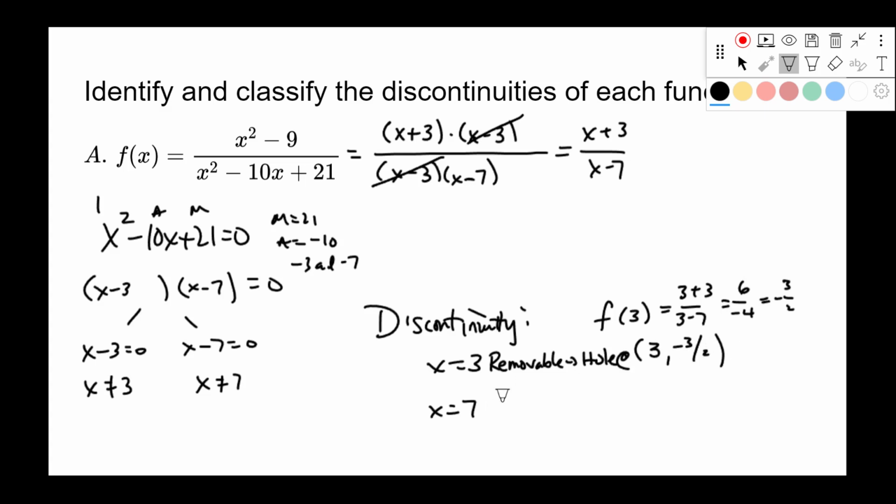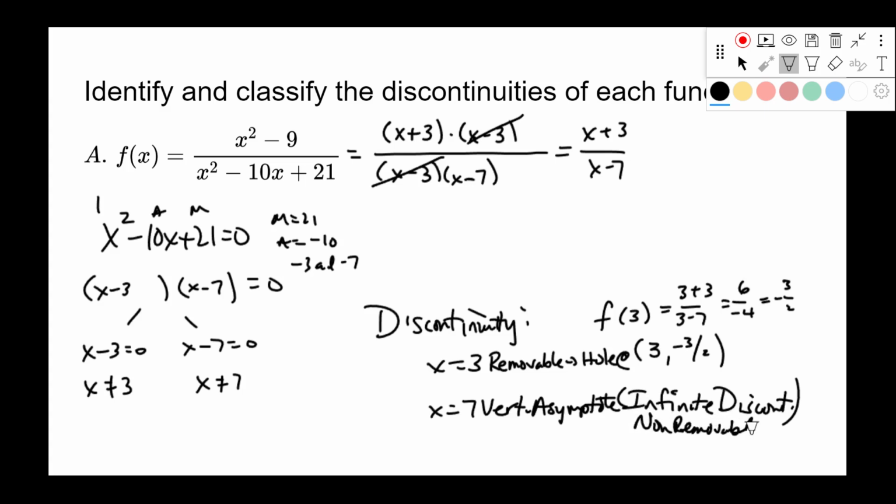Now, at x equals 7, I could not remove the x minus 7 from my equation at all. It's still there. So this means it's a vertical asymptote. It's an infinite discontinuity. It's non-removable. You couldn't remove it. It's still there, it's still an issue. So there are my two discontinuities, and there they are classified.